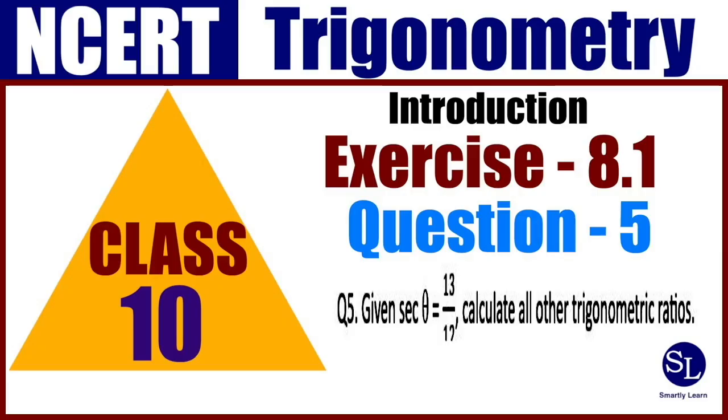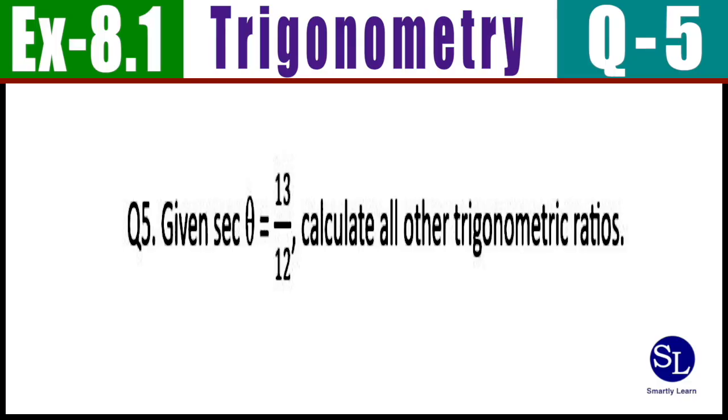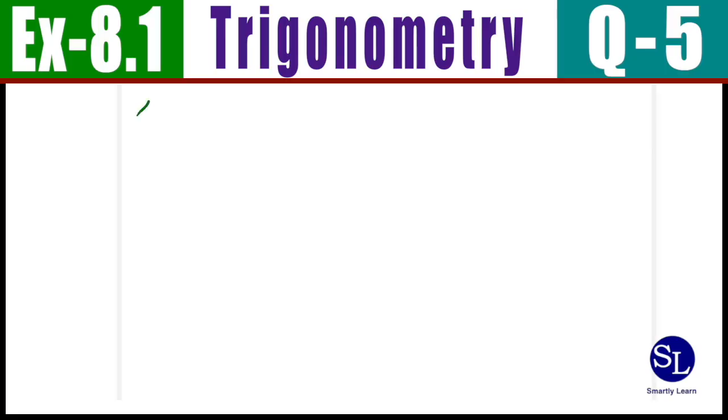In this video, let's see how to solve the fifth question in exercise 8.1. Given secant theta is 13 by 12, calculate all other trigonometric ratios. So let's write down what is given to us. Secant theta is equal to 13 by 12. We know that cos theta is 1 by secant theta. So let's write cos theta is equal to 12 by 13.